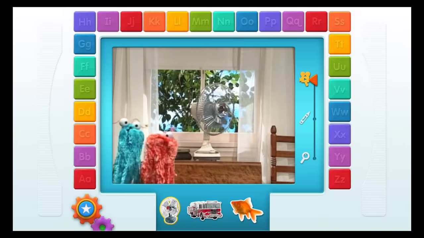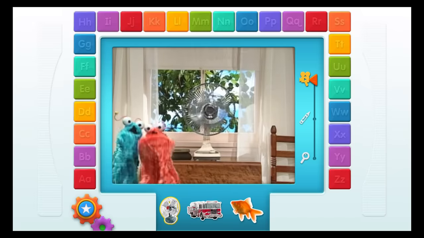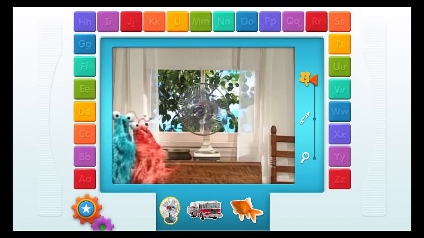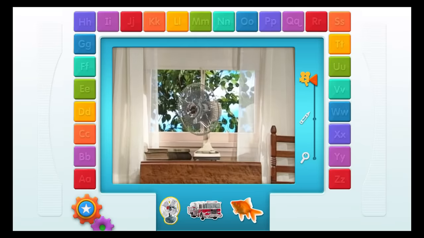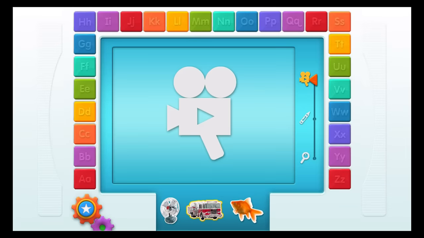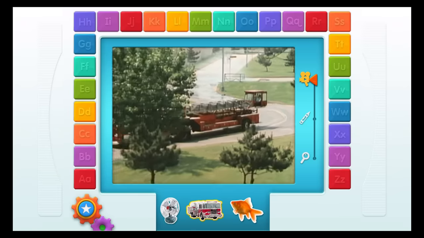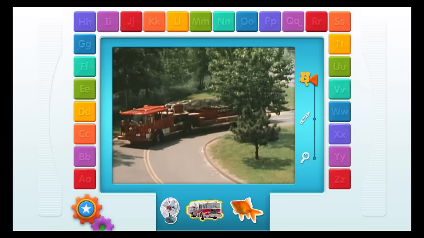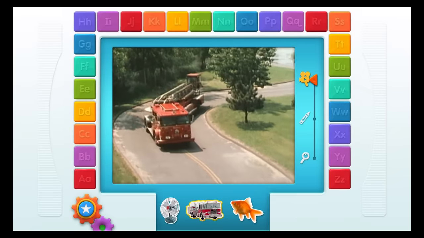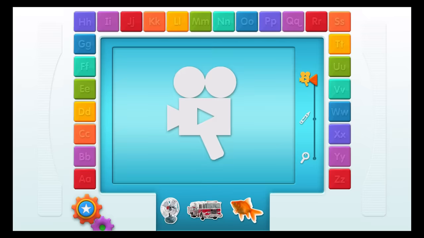Fan blows. Fan blows. F. Fan. Touch another thing that starts with your letter. F. Fire truck. Truck. Touch something else.